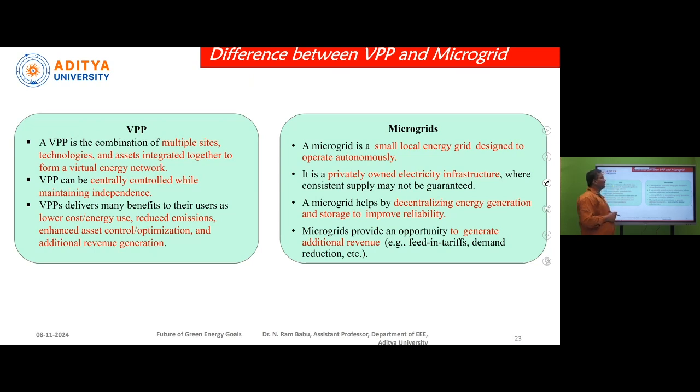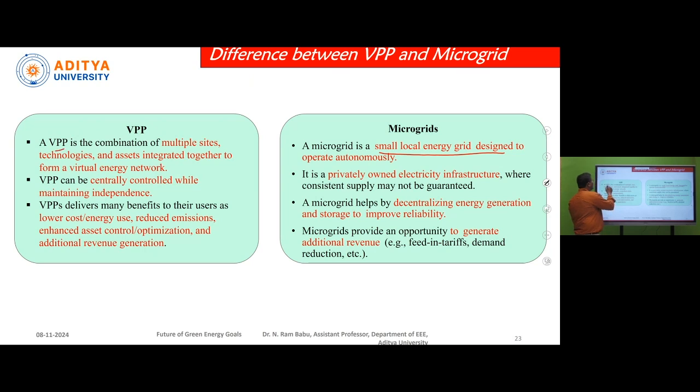But all of a sudden we came across microgrid, because the microgrid and virtual power plant look the same, but in a microgrid there will be only a single entity, whereas in a VPP multiple entities will be there. So first let us go to the definition of microgrid. A microgrid is a small local energy grid designed to operate autonomously. That means it is a grid. It will generate a small amount of power for a small local community, which operates autonomously. That means individually it will be operating.